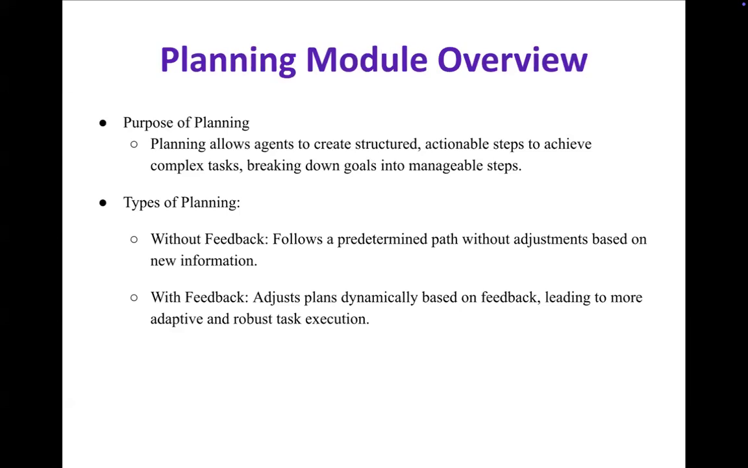So basically, some types of planning include planning without feedback, which basically follows a predetermined path without adjustments based on new information. And then planning with feedback is a type of planning that is more dynamic, and it's based on feedback and leads to more adaptive and robust task execution.